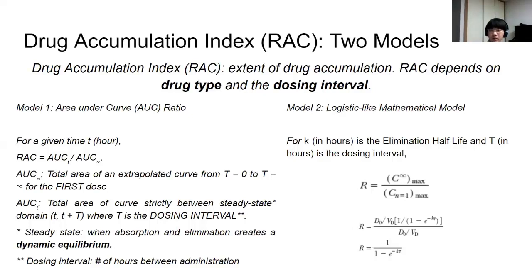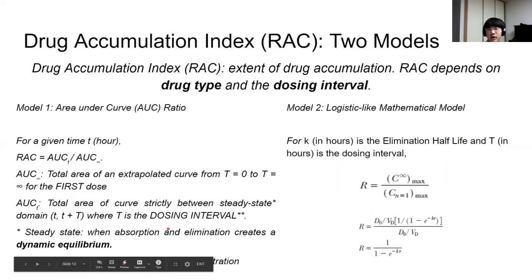I didn't make that up, because the form actually really resembles the logistic model. By the very definition, K in hours is the elimination half-life, and T in hours is the dosing interval. The RAC is measured as the concentration at infinity maximum over the concentration when the dose was first given, maximum. So this is kind of similar to this one. It just shows it in a more specific mathematical way. So it's expressed here and also here.